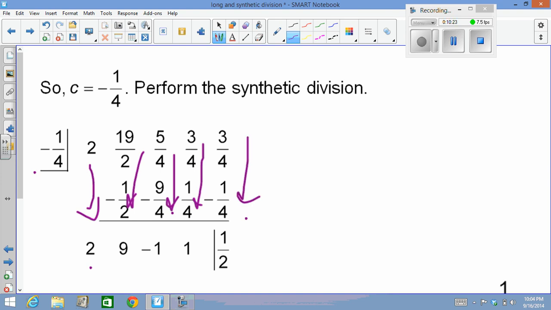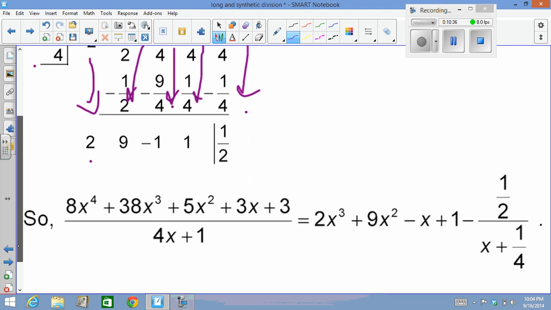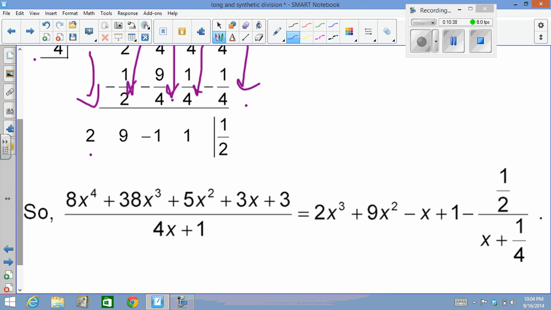Again, we're going to look at the answers, going down a degree, our depressed polynomial. Since our original equation was an x to the 4th, that means this 2 down there is going to be an x to the 3rd. So there's my original polynomial, and I would have 2 times x to the 3rd plus 9x squared minus x plus 1 minus 1/2 over x plus 1/4.